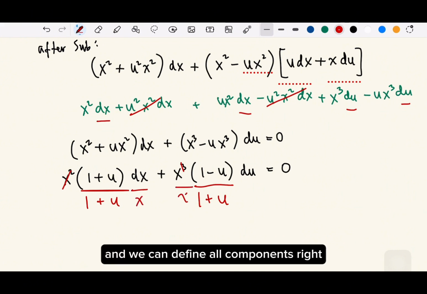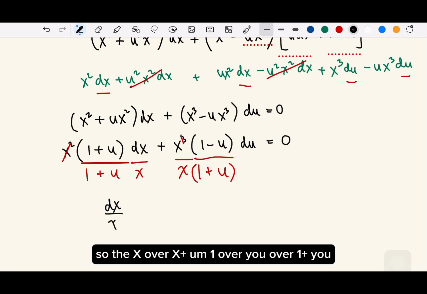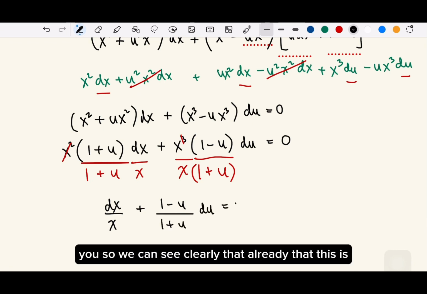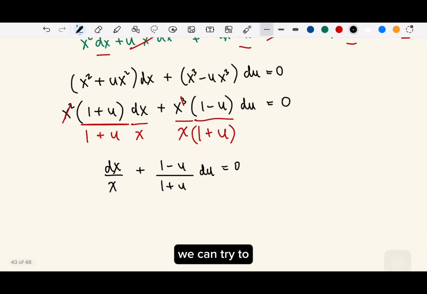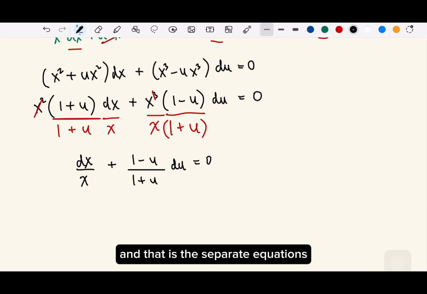And we can divide all components, right? And then we try to simplify it and then try to solve this. So dx over x plus 1 over u times 1 plus u du. So we can see clearly that we can separate this dx and du and then integrate both sides, and that is the separable equation.